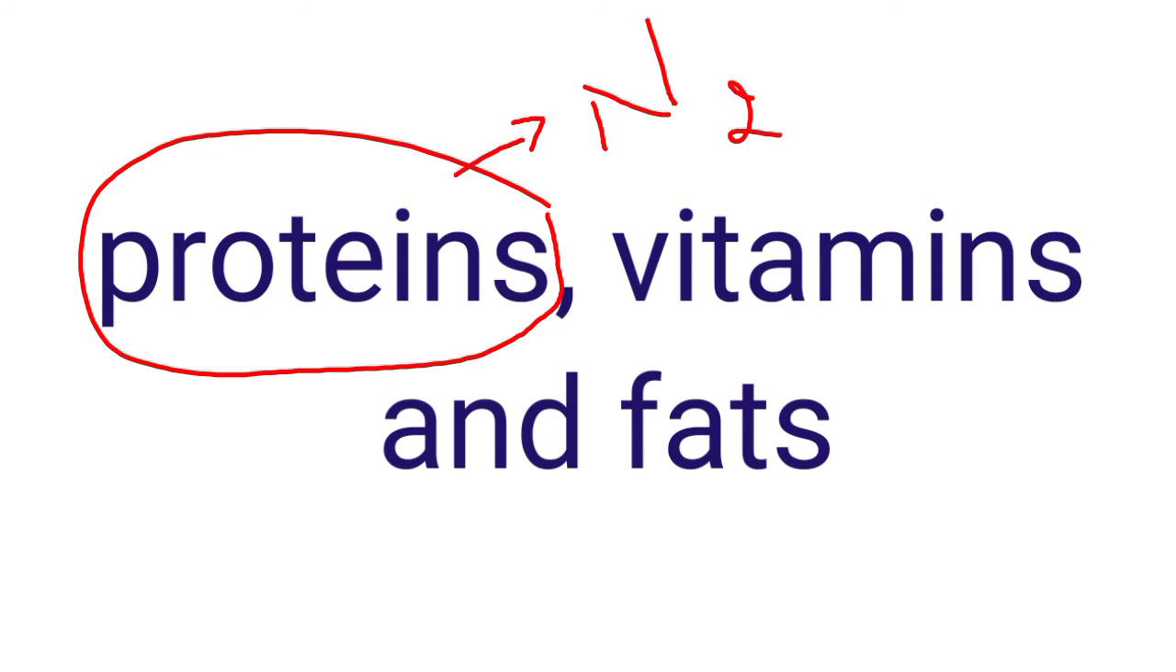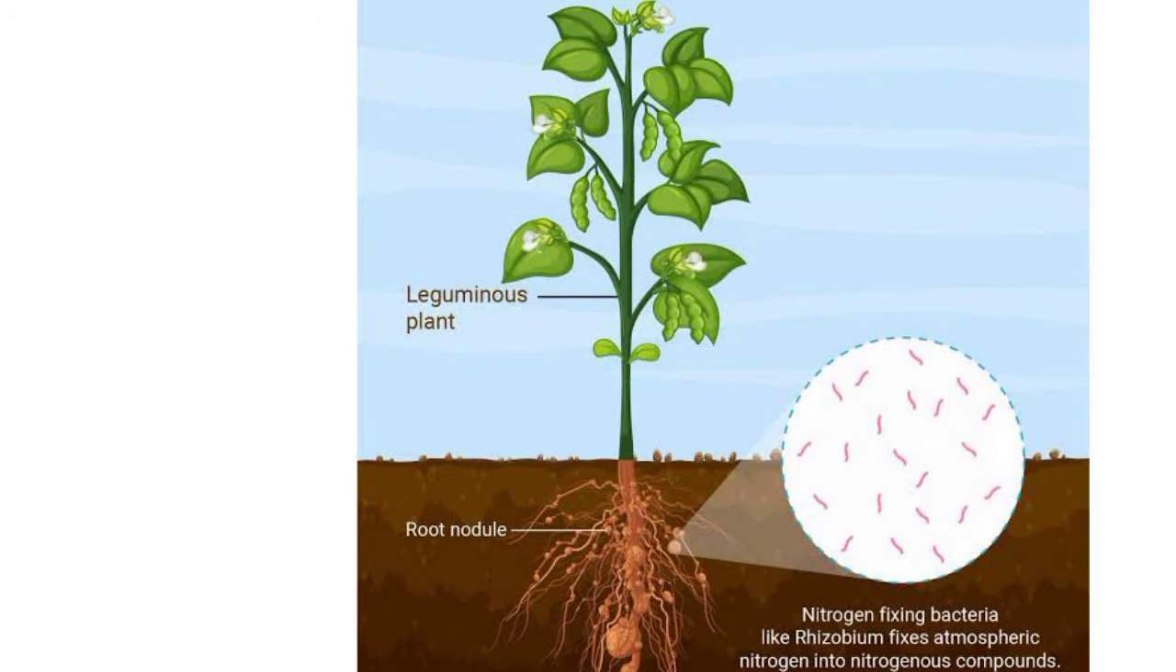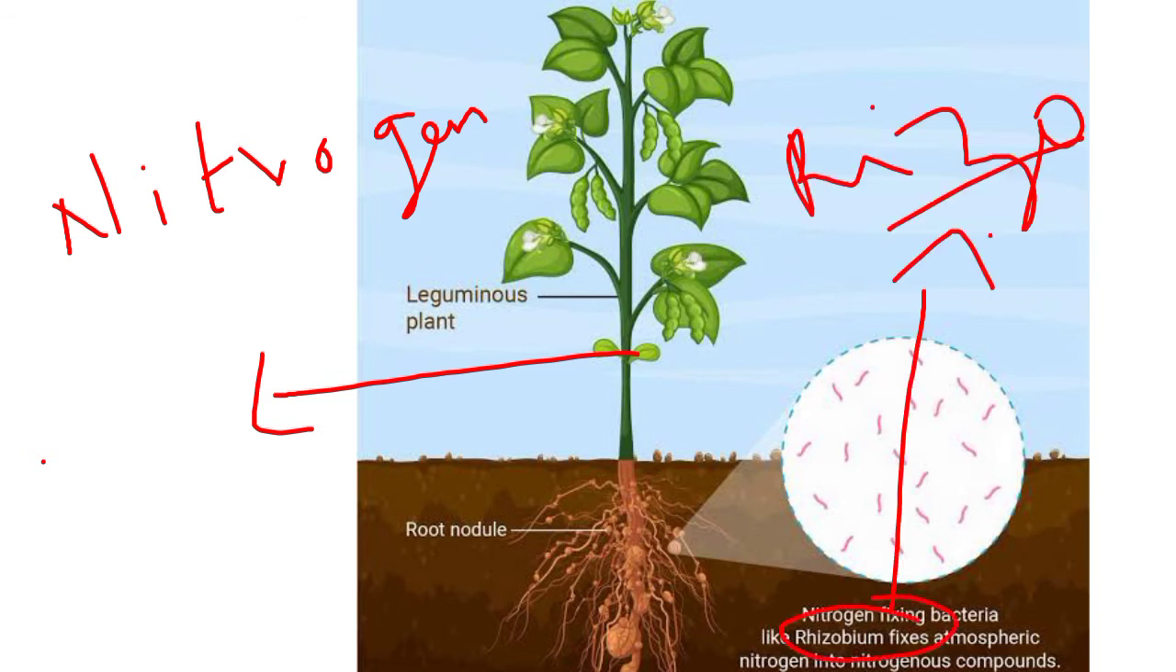Where do these plants get nitrogen? See, we already studied in our lower classes that plants require nitrogen for their growth. Nitrogen is present abundantly in air, but plants cannot absorb nitrogen directly by leaves or by roots. For that they require some other organisms' help in order to absorb nitrogen. Some bacteria such as rhizobium bacteria help plants absorb nitrogen.